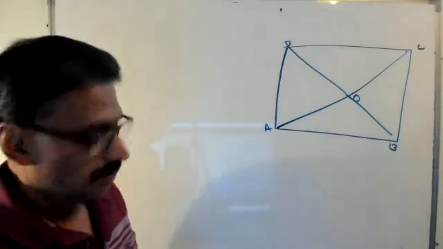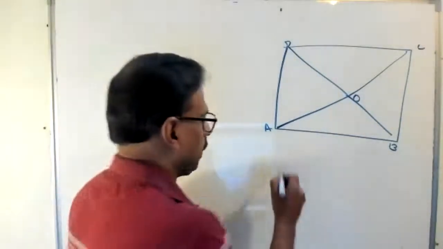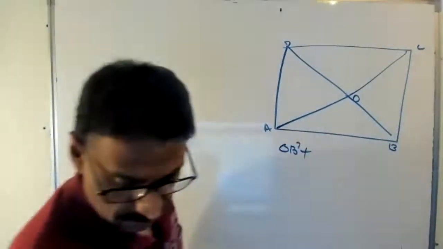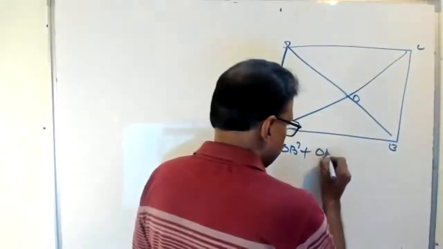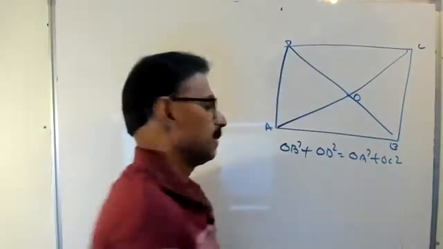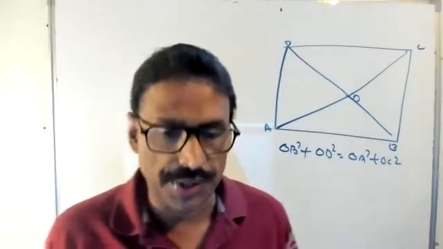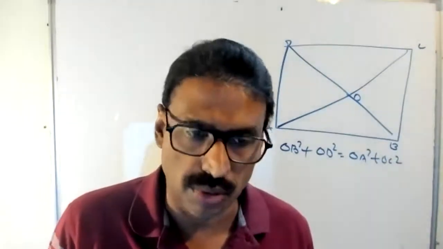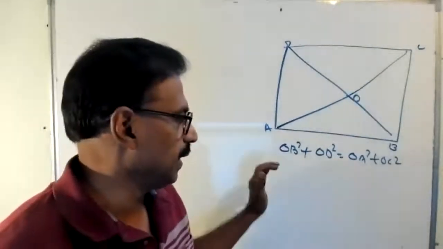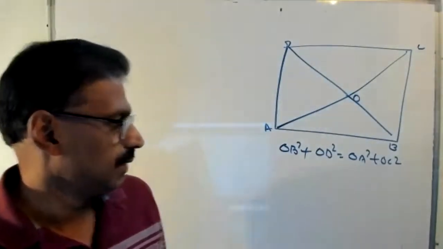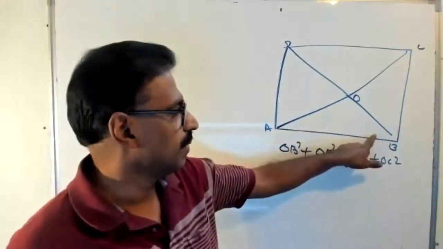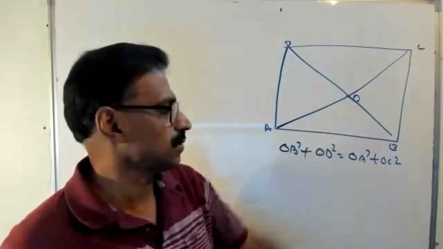Prove that OB square plus OD square equal to OA square plus OC square. Question again: a point O in the interior of rectangle ABCD is joined with each vertex. Prove that OB square plus OD square equal to OA square plus OC square.